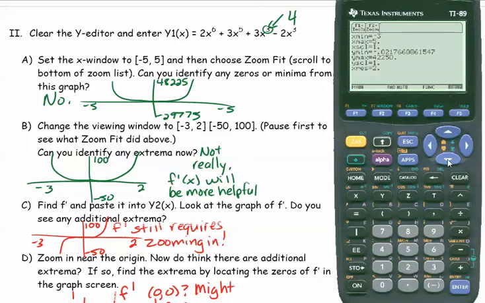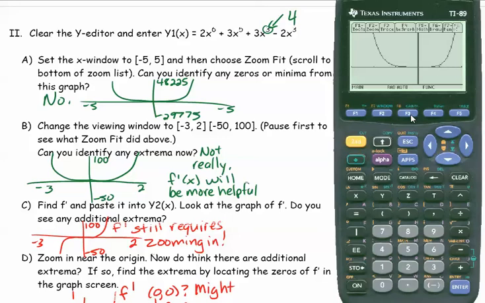So our next step says, well, let's change the window and see if we can do better. So I picked -3 to 2 for the X min, X max. And for the Y min, I picked -50. And for the Y max, I picked 100. And then let's see if we get a different version of the graph. Does that help us see whether we have minimums and maximums? And it looks like it's above the axis, but it's hard to tell when it's exactly 0.